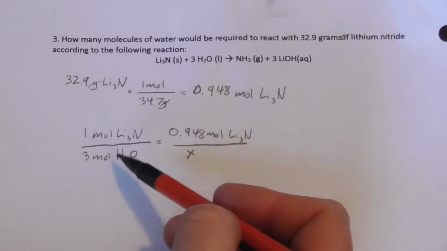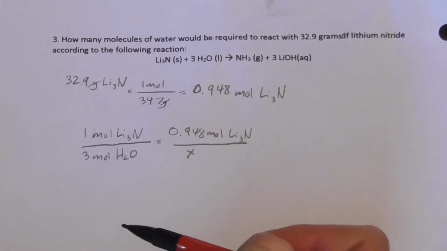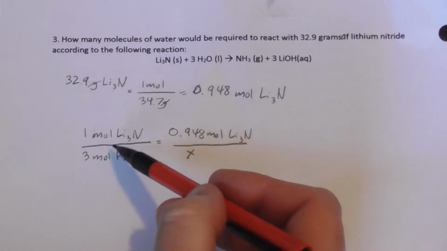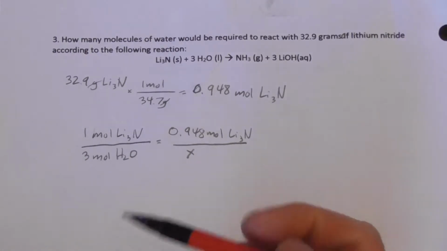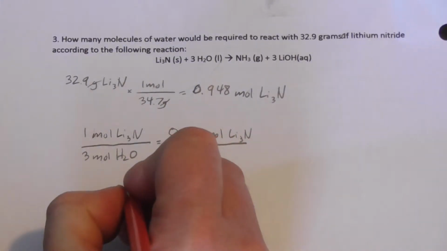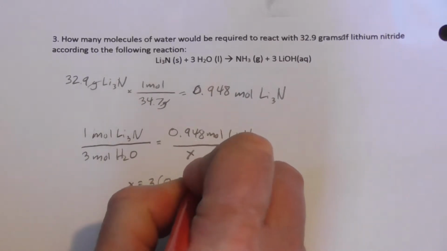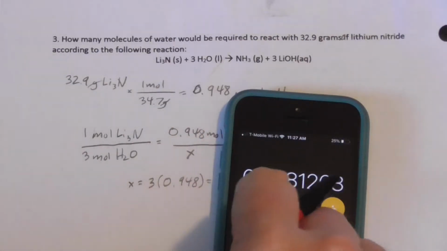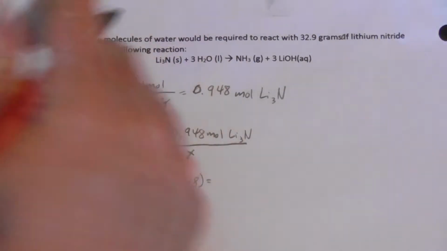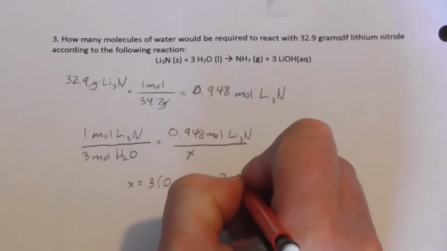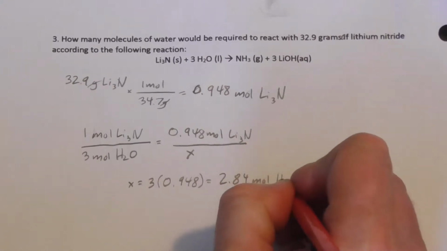Now I have to expect it's going to be something close to 3. This number is something close to 1. My moles of water is going to be something close to 3 because it's a 1 to 3 ratio. For every 1 mole of lithium nitride, I need 3 moles of water. So I actually would get X equals 3 times 0.948, which would equal 2.84 moles of, I was solving for water.